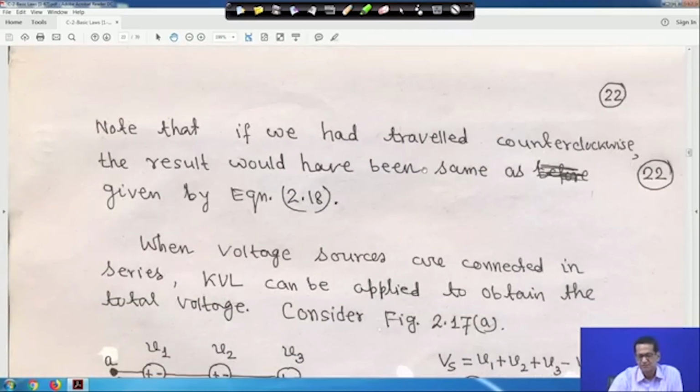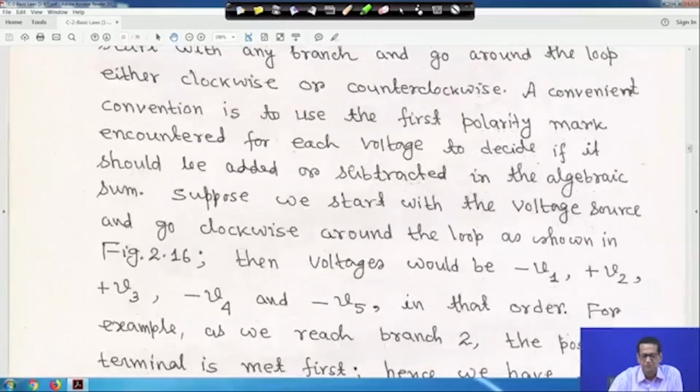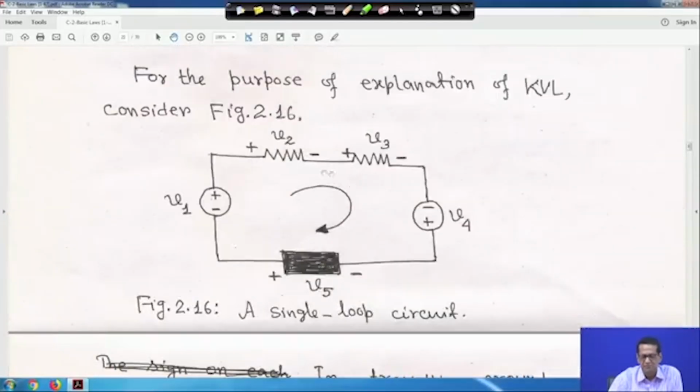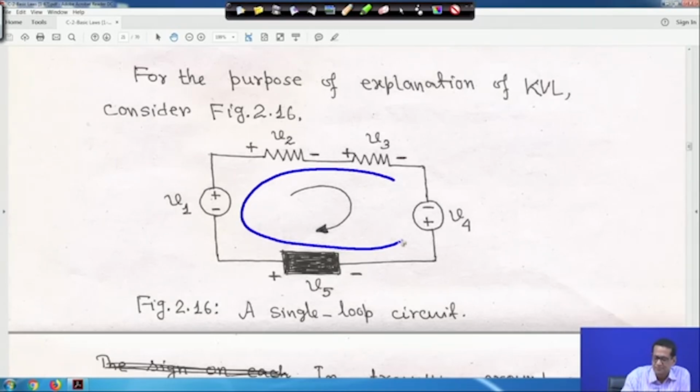So, note that if we had traveled counterclockwise, the result will be the same. Suppose we have moved clockwise, you can move anti-clockwise also, the result will be the same. I am just showing it for you, the way you want. Suppose the same circuit, although we move clockwise, if you move anti-clockwise like this, so I am moving it.